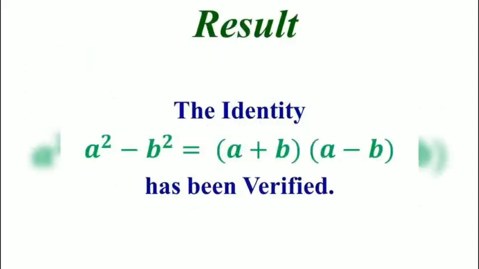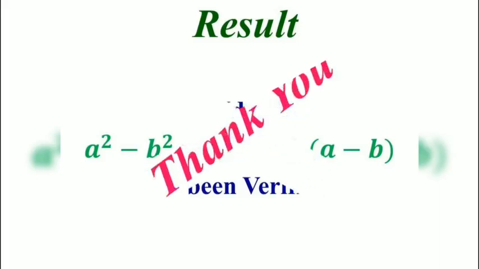So what result we got from this activity? So the result is the identity A square minus B square is equal to A plus B whole into A minus B has been verified geometrically.